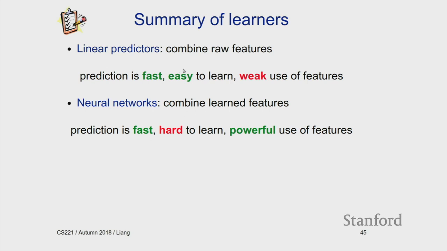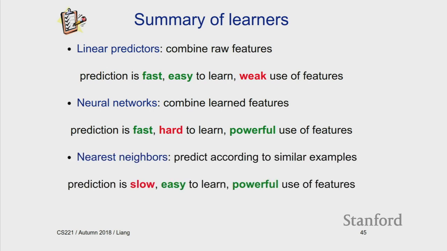So we saw linear classifiers. They're easy to learn. The prediction is fast, but they're relatively weak in terms of the use of features. So you can produce really complicated features, but they're still linear on top of those features. So neural networks allow you to make more powerful use of the features, but they're harder to learn because they involve backpropagation and it's a non-convex optimization problem. But prediction is fast. And then nearest neighbors gives you a different trade-off, which we can cover in section. So that's all. Thanks.